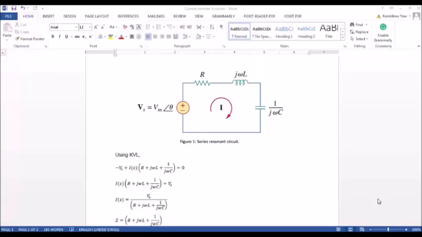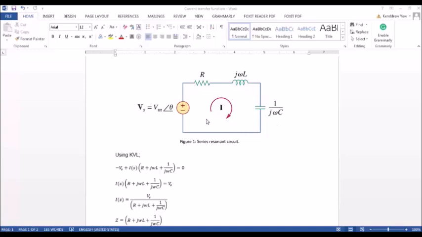Hi everyone, today we want to show you how a series resonant circuit works. First of all, this is the circuit given. This circuit contains the source voltage, the resistor, the inductor and the capacitor.